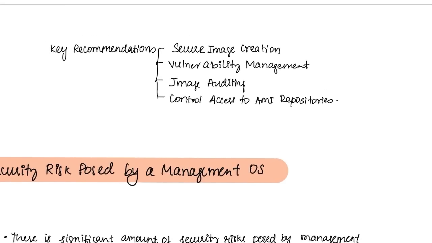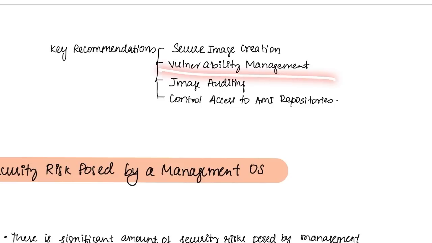Looking at the key recommendations, first one is secure image creation. So we should make use of tools like shred, scrub, or wipe to ensure that sensitive data is securely deleted before creating an image. We should avoid leaking of private keys, IP addresses, or any sensitive information within the image files. And then we should also ensure that cloud-init scripts are properly configured, and the SSH keys should not be able to be accessed easily.